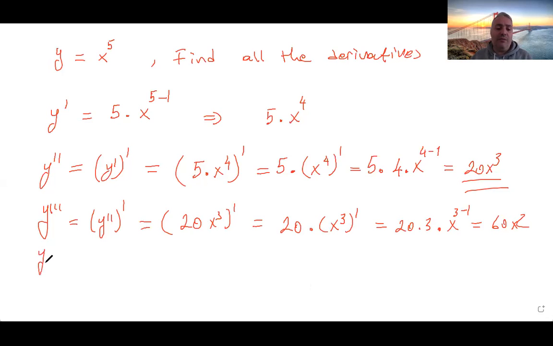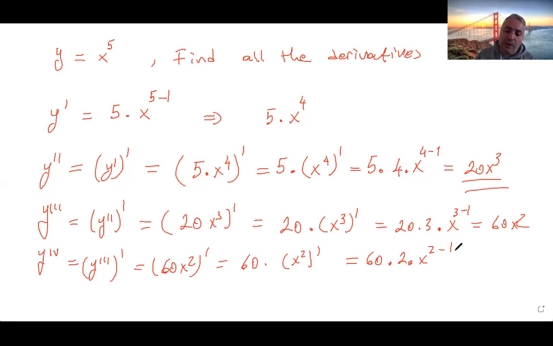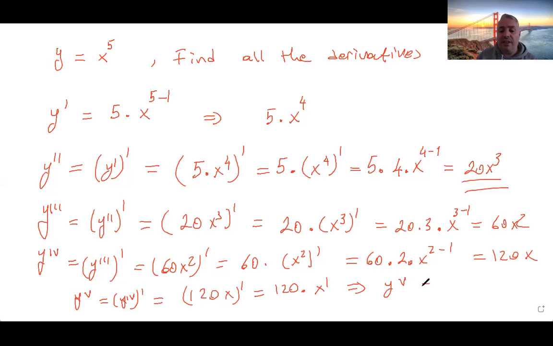And so on. If we say the fourth derivative, this is equal to derivative of the third derivative, which is 60x squared derivative, which is 60 times x squared derivative. So 60 times 2 times x to 2 minus 1, 120x. Now, fifth derivative. Fifth derivative is derivative of the fourth derivative. So 120x derivative. So 120 is real number, take out x derivative. So y fifth is equal to 120 times the derivative of x, which is 1.